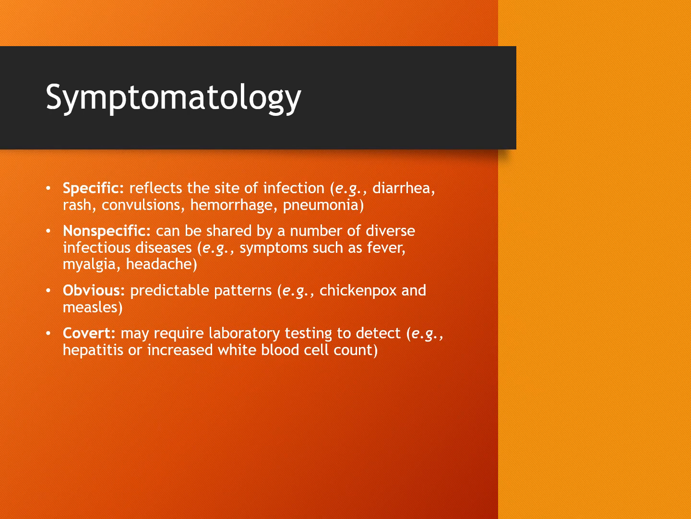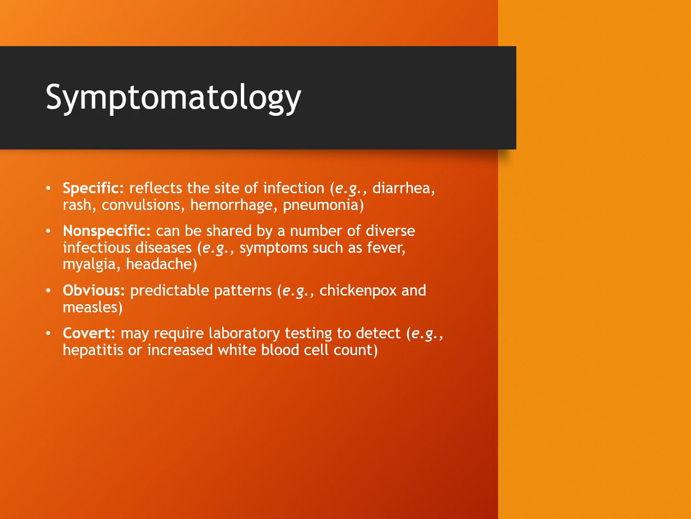A little bit about symptomatology of infectious diseases. Sometimes the symptoms that develop are what we call specific, and those symptoms reflect the site of infection. So if you have someone infected with something like norovirus that infects the GI tract, the symptomatology is going to be specific to that type of infection. And so the patient is going to experience things like diarrhea or vomiting.